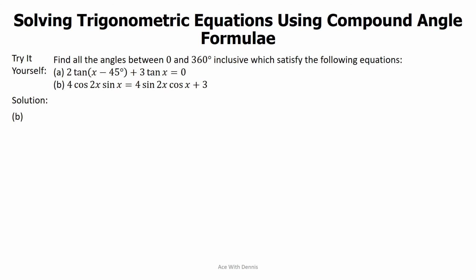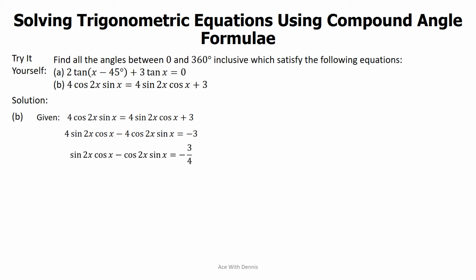Okay, now let's look at the solution for B. So given the equation 4 cosine 2x sine x equals 4 sine 2x cosine x plus 3. Okay, we can bring the terms with trigo to the left hand side, and the constant to the right hand side, and the equation becomes 4 sine 2x cosine x − 4 cosine 2x sine x equals negative 3. And we can divide by 4 on both sides. We get sine 2x cosine x − cosine 2x sine x equals negative 3 over 4.